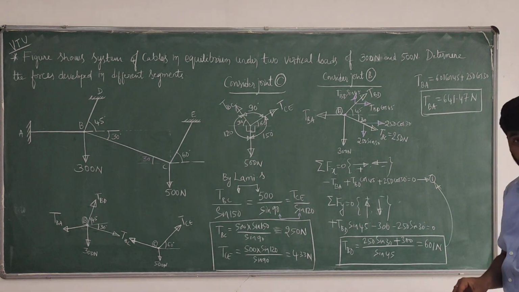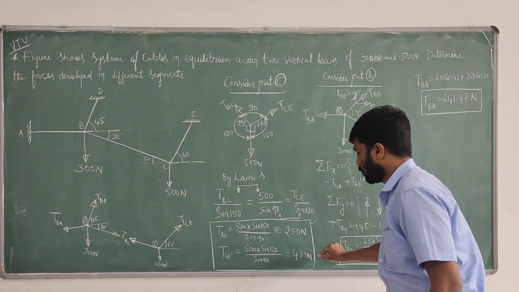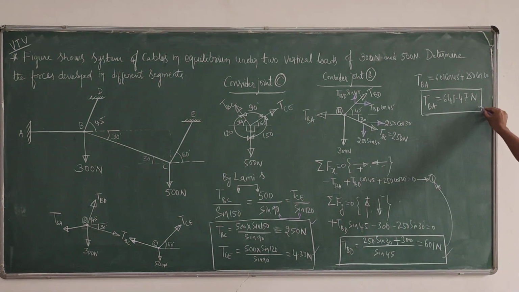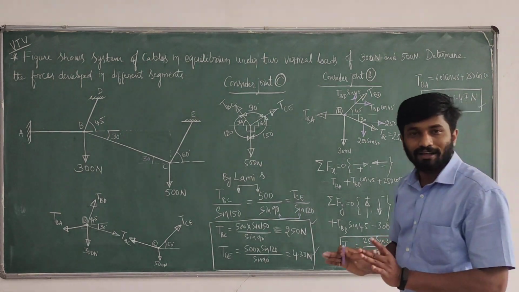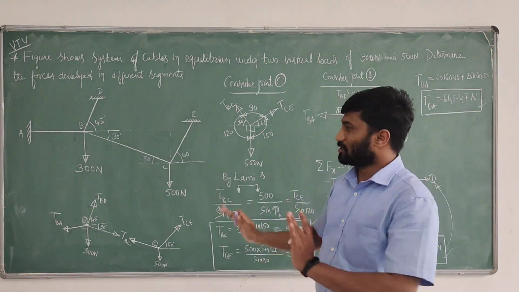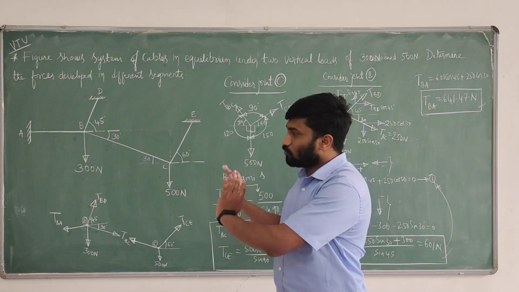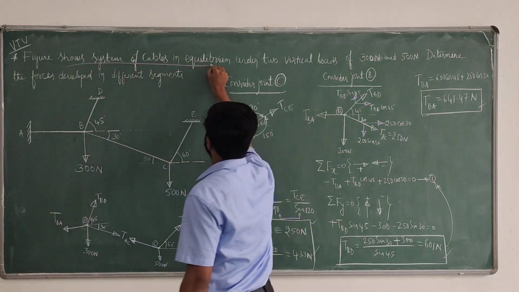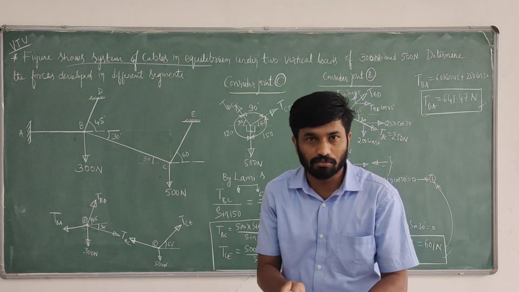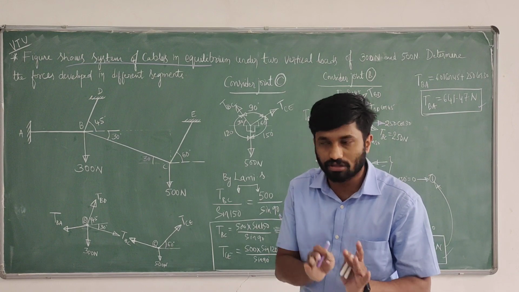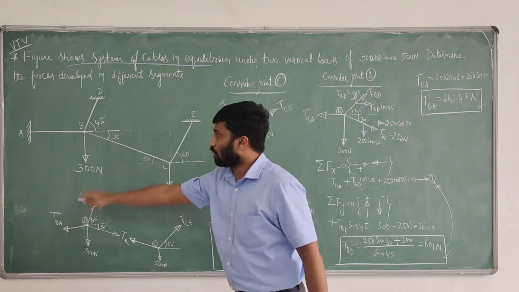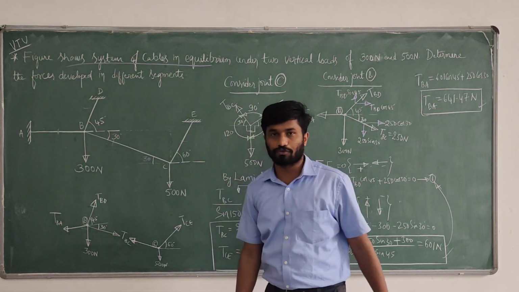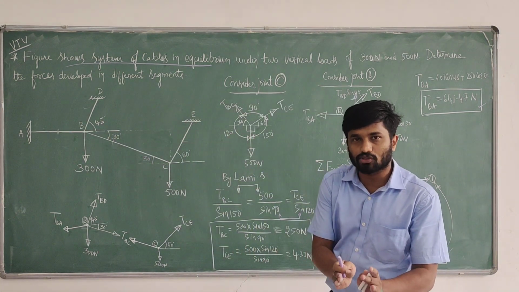So these are the unknown forces in the segments. First is TBC 250 Newton, TCE 433 Newton, TBD 601 Newton, TBA 641 Newton. This is a very important problem and a very simple problem. You just see the problem. Assume unknown members to be in tension because the given system is a system of cables. When we are talking about a system of cables, strings are in tension. So that's why I assume unknown forces. This is one unknown force, two, three, four unknown forces. Assume all four unknown members to be in tension.